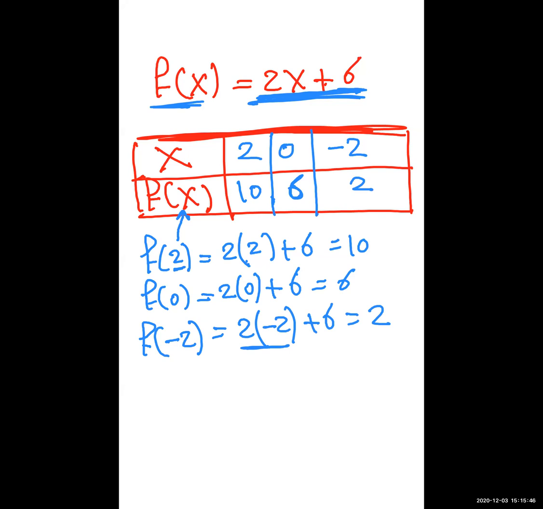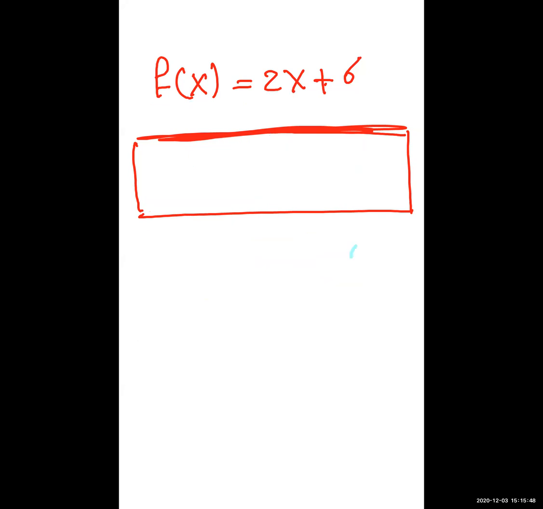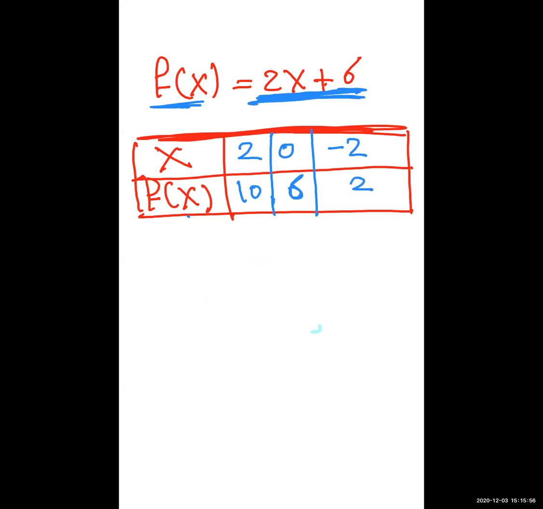Now I got this table. Now I will clear these values, I don't want them anymore. Now draw the xy plane, so x and y. Of course, guys, you have to draw this one on graph paper.